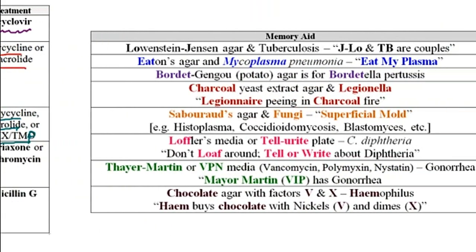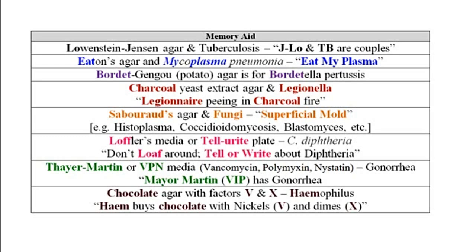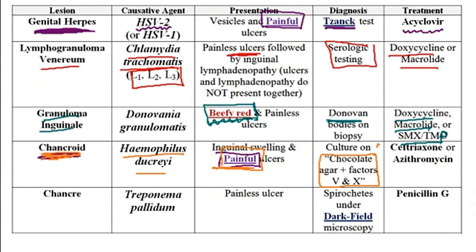Here I have a memory aid table that will help you remember which agars are used for the growth of different bacteria. I'm not going to go through this entire table for this video, but just know that for Haemophilus, you will have to use chocolate agar as well as factors 5 and 10. The memory aid that I have for you is that heme buys chocolate with nickels, which is factor 5, and dimes, which is factor 10. So back to the table.